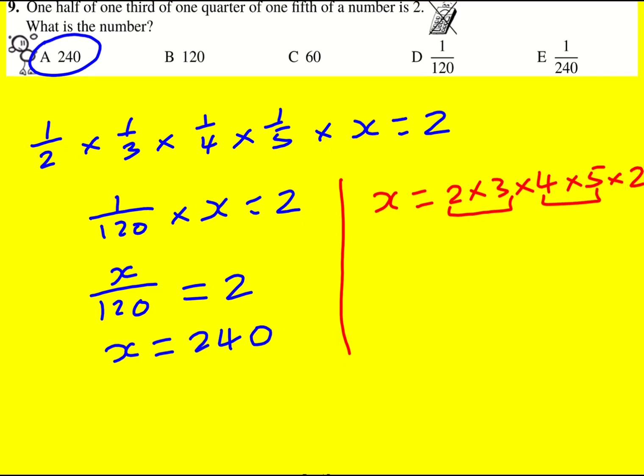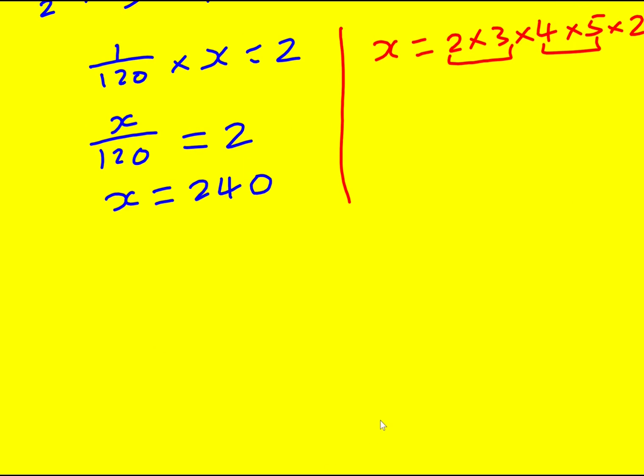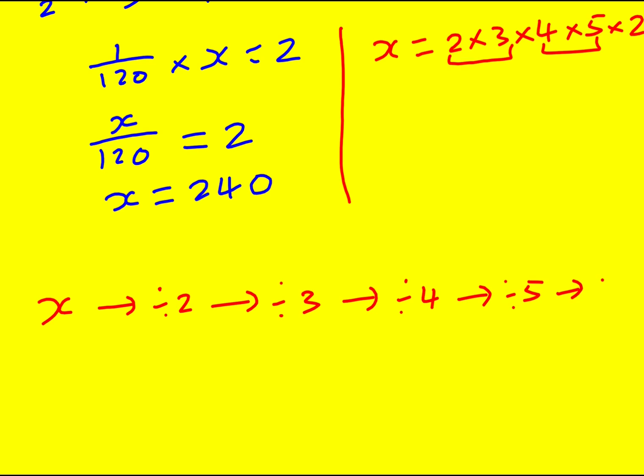You could also, if you wanted to, instead of doing the equations, say, right, I've got x, I'm halving it, so I'm dividing by 2, and then I'm finding a third, and then a quarter, and then a fifth, and that gives me 2. And therefore, to get back, you just do the opposite: times 5, times 4, times 3, times 2.